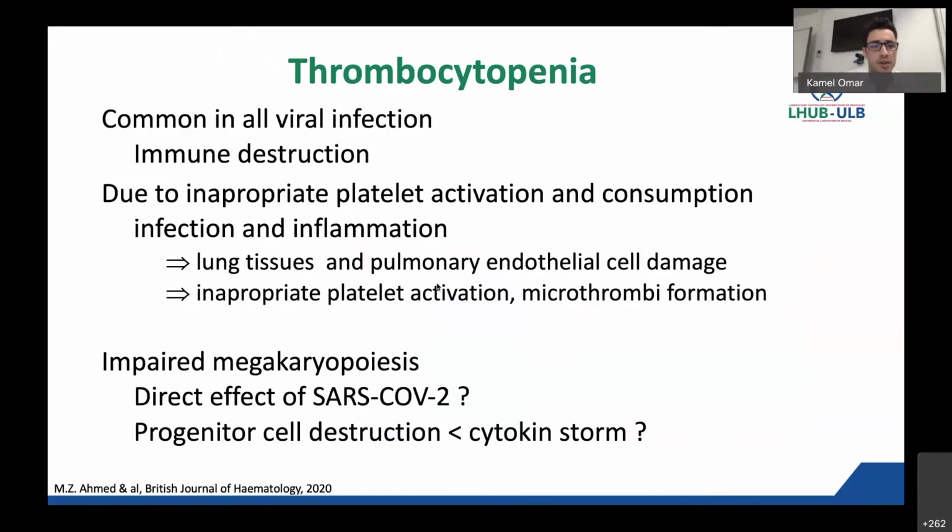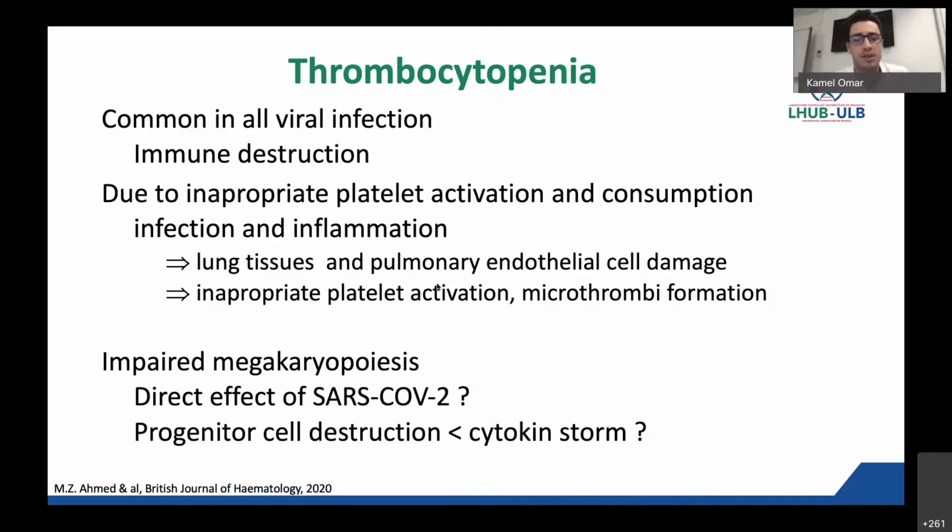Thrombocytopenia is a common feature in all viral infections. It's usually due to immune destruction, but in COVID-19 infection, it's due to inappropriate platelet activation and consumption. We have an infection and inflammation that induce lung tissue and pulmonary endothelial cell damage, which will lead to inappropriate platelet activation and microthrombi formation.